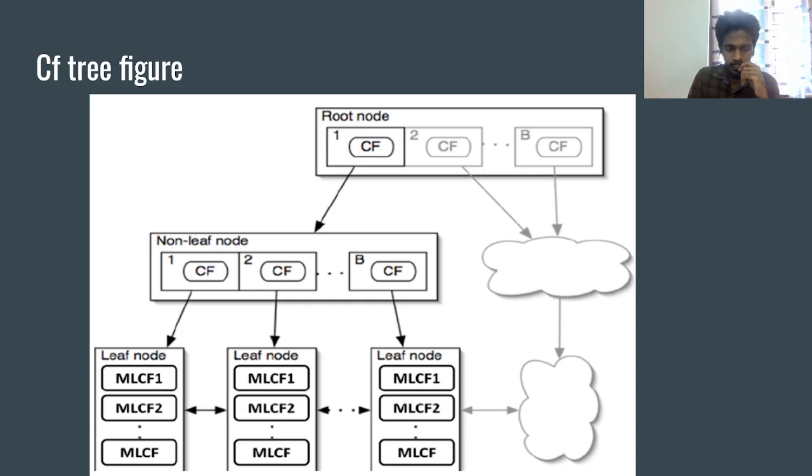And this is an example of how a CF tree looks like. In this figure, there is a root node containing CF1 cluster feature. Then it points to non-leaf node containing B entries, that is CF1, CF2, etc. to CFB. Then each non-leaf node points to a leaf node containing L entries, each containing clustering features CF1, CF2, etc. to CFL. This is an example of CF tree.